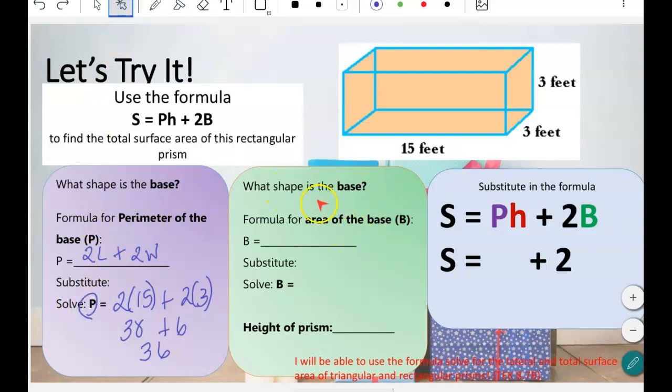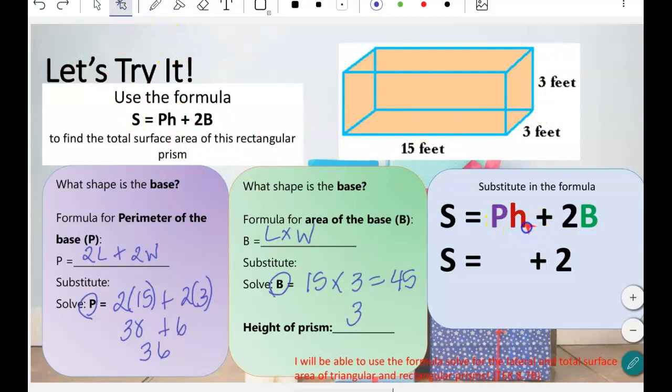Let's go to the next step. What shape is the base? It's a rectangle. Formula for area of the base. So formula for area of a rectangle is length times width. Now we're going to substitute those numbers in. We have the length is 15, the width is 3. So our area of the base is 45. So that's what B is. And the height of the prism, since you've got this base, this is your height. So that is 3.